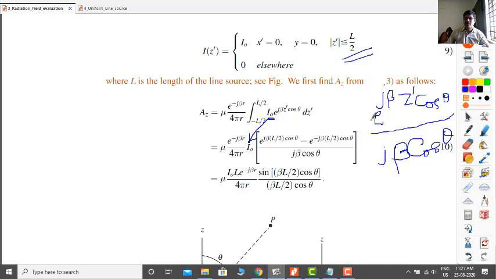Now we have to apply the limits minus L by 2 to plus L by 2. So when you put in the upper limit, it becomes e raised to j beta L by 2 cos theta. When you apply the lower limit, minus e raised to minus j beta L by 2 cos theta. So this minus this one, divided by j beta cos theta. So this will be here.